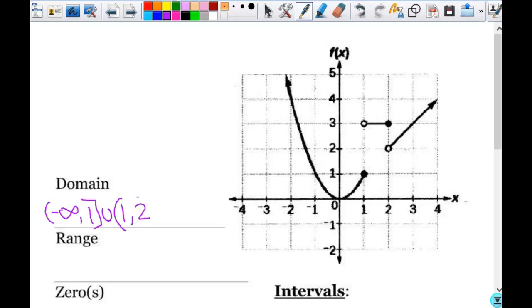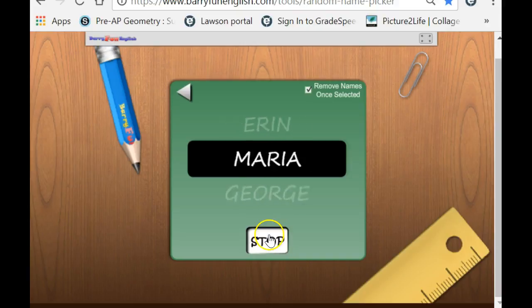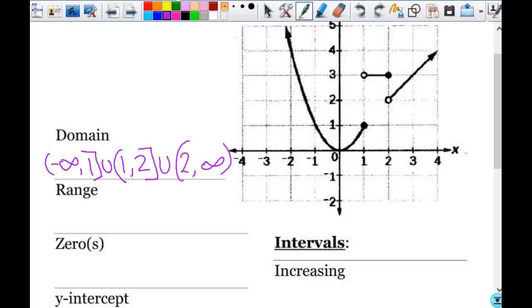Bracket. Okay. All right. And then? Okay. Yeah. Okay. Y'all agree with that? Yes? Awesome. All right. I want the range from Yadiel. Give me the range of this function.